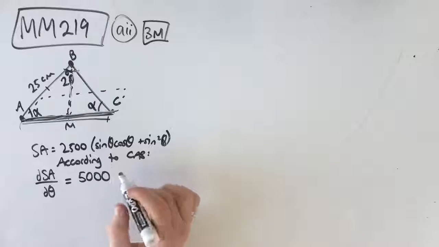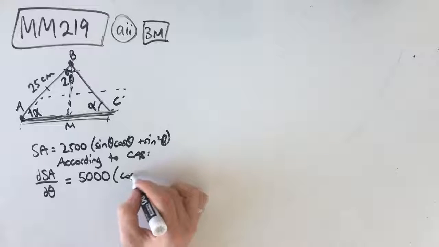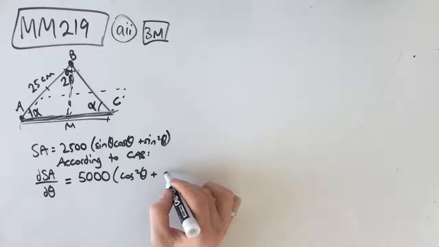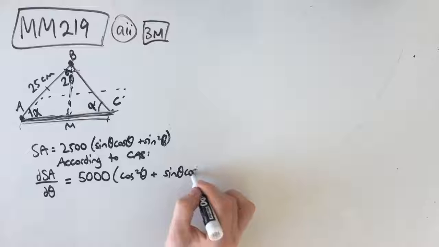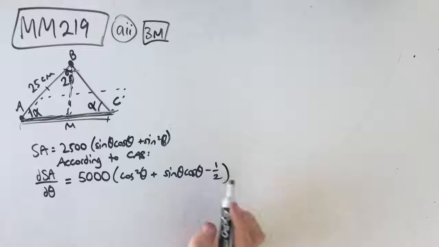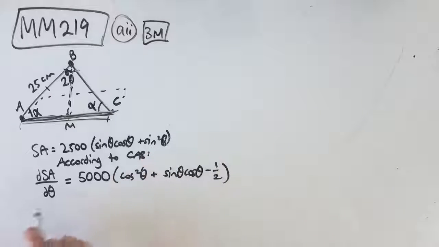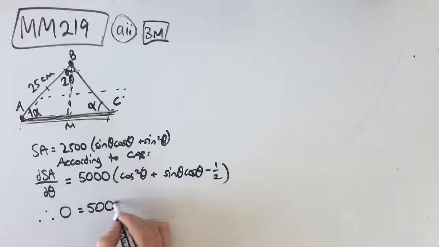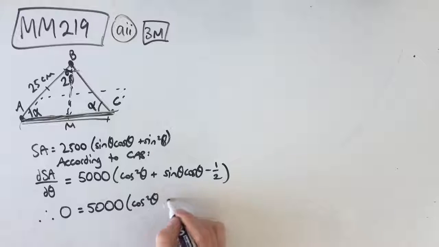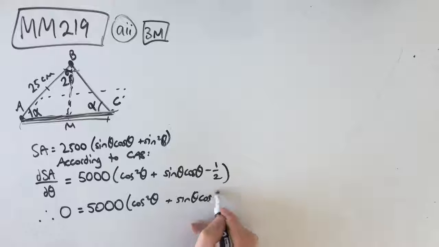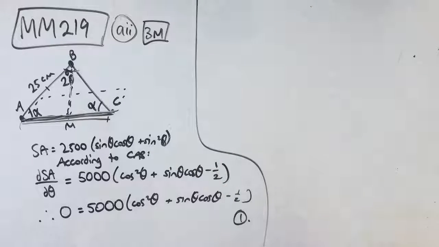d SA d theta equals 5000 cos squared theta plus sine theta cos theta minus a half. Doesn't matter how they get it. All that matters is that you can get it in your Kaz. So because it's a maximum, the derivative is going to have to equal 0. So then we can say 0 equals 5000 cos squared theta plus sine theta cos theta minus a half. Awesome. First mark. Easy as that. The fact that you recognize that you need to make the derivative equal 0 gets you a mark.